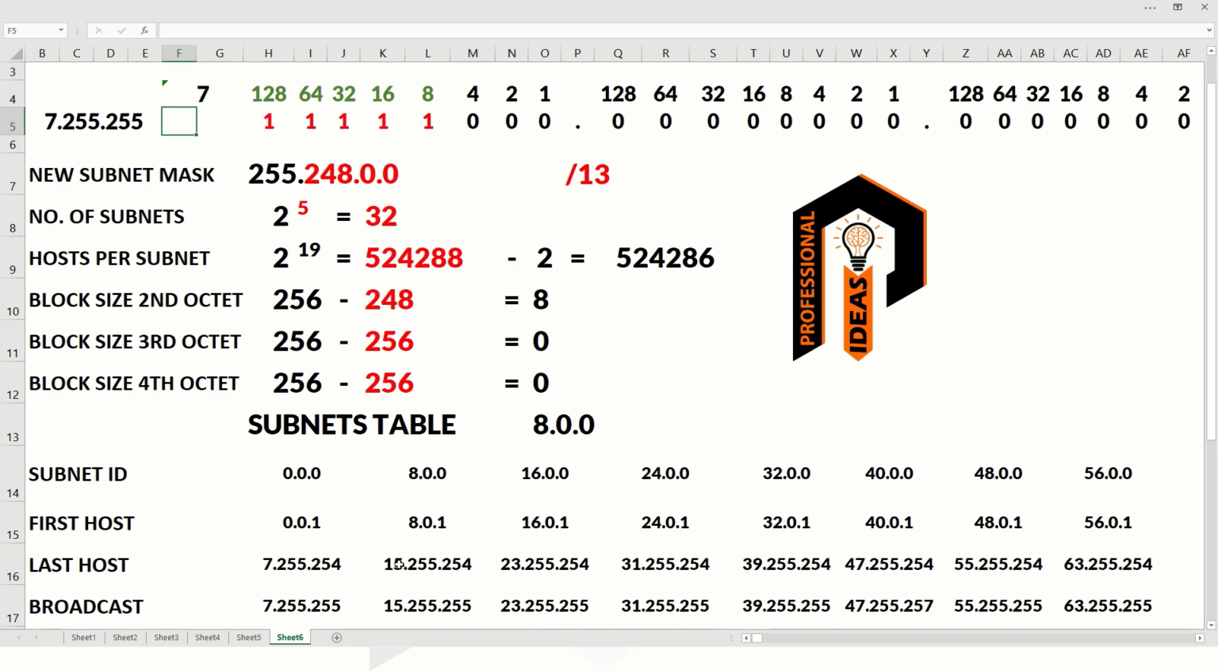To find the first valid host, add 1 in each subnet ID. So first valid host of each subnet ID will be 0.0.1, 8.0.1, 16.0.1 and so on. To find last valid host, subtract 1 from broadcast address of each subnet. So we get 7.255.254, 15.255.254 and so on as the last valid host of each subnet ID. Hence we have subnetted class A network up to /13.